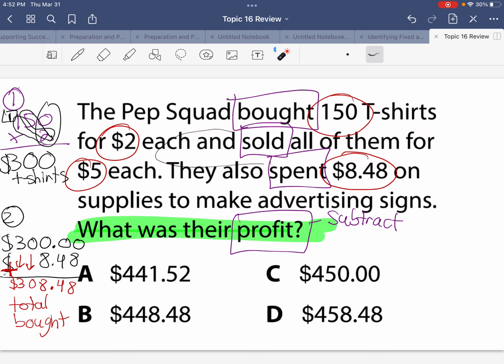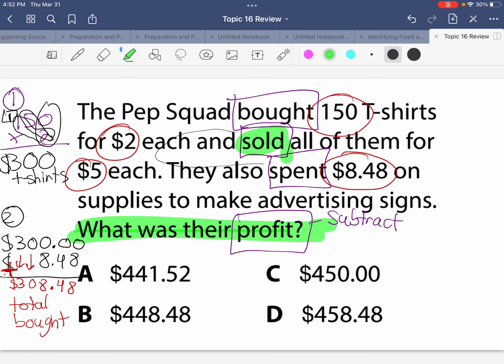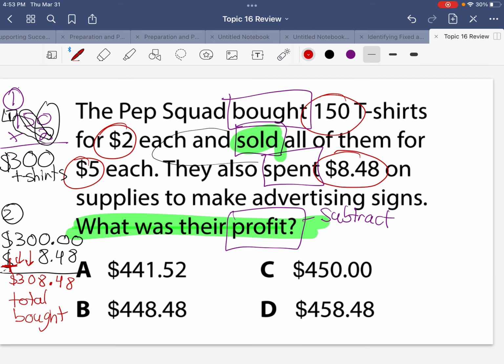Now it says they sold all of the shirts for $5 each. Okay? So they bought all the shirts for $300, but now it's saying, you know what? They decided that they were going to sell all those shirts for $5 each. So my third step, I'm going to write it over here.